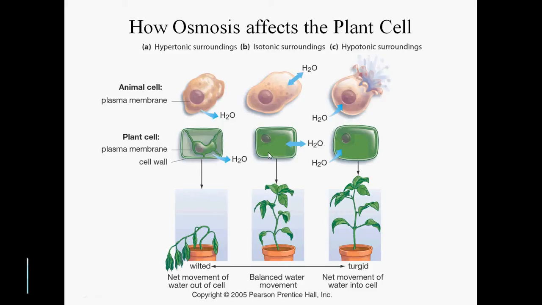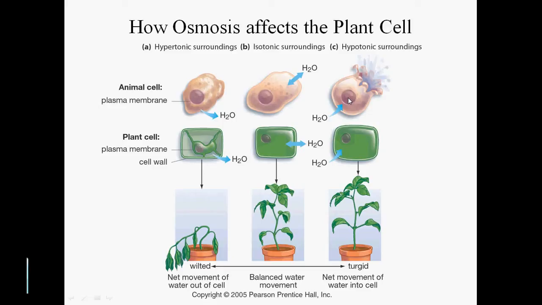Now, hypotonic surroundings occur when there is more solute concentration inside of the cell than outside of the cell. Remember, as I mentioned, the solute acts as a magnet towards the water. So if there's a high solute concentration inside of the cell, more water from the outside and other cells is going to go towards that cell that has a high solute concentration.